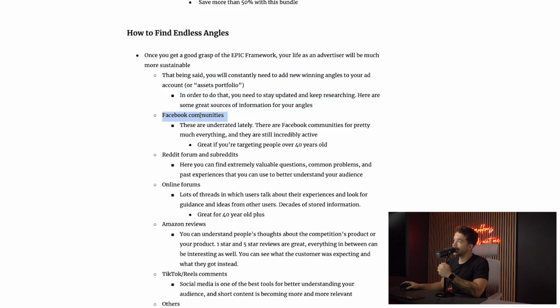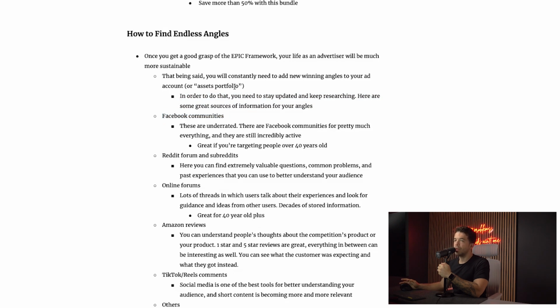The first one that we still use quite a lot is Facebook communities. Some people think that they just got out of business, which is not the case. There are Facebook communities for pretty much everything, and they are still incredibly active. This is great if you're targeting people over 40 years old. Then we have Reddit and forums and subreddits.